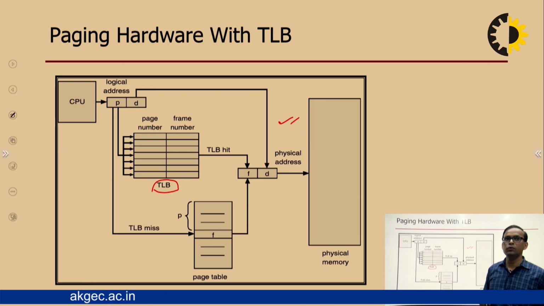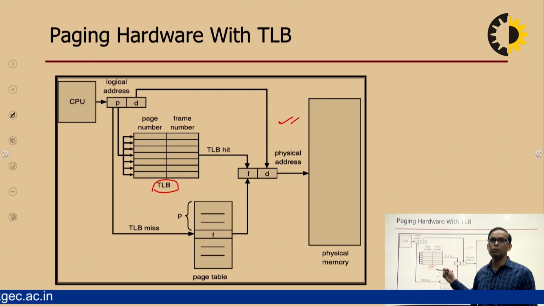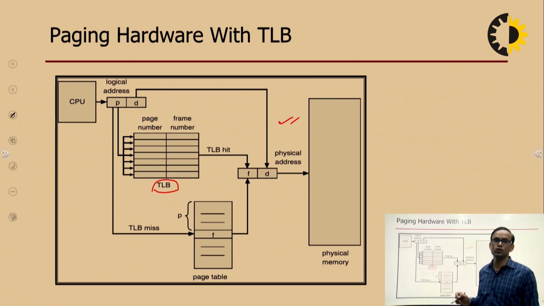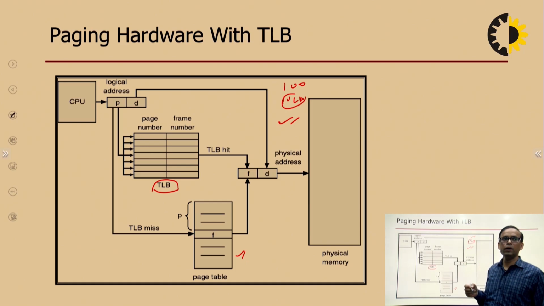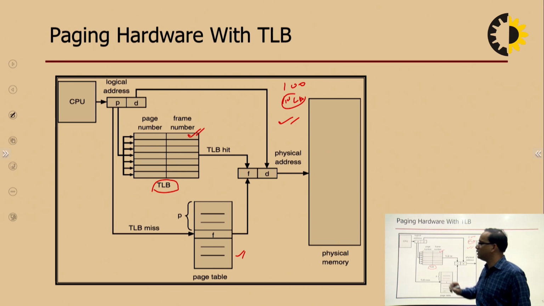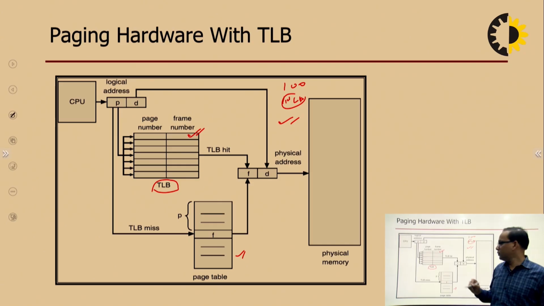It is a cache memory, and the time taken to search or access the TLB is small as compared to the time taken to access the main memory or page table. Suppose there are 100 logical addresses, and among them 10 logical addresses are frequently referred to by the CPU. For those 10 addresses, we will store the information in a separate TLB, because accessing the TLB takes less time.